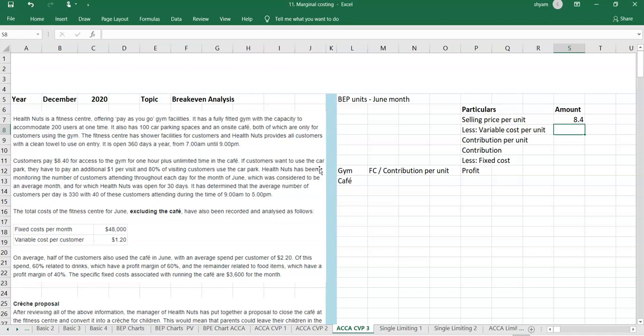Okay, and Health Nuts has been monitoring the number of customers. So he tells how many people are coming there and using it. So we'll just wait. If required, we'll use that information. If not, we don't need to use it.